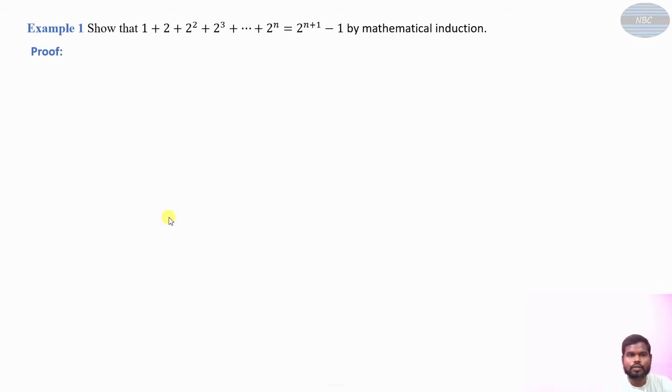Okay, so come to one example here. Prove that 1 plus 2 plus 2 square plus 2 cube and so on up to 2 to the power n is equal to 2 to the power n plus 1 minus 1 by mathematical induction. So we can write Pn as 1 plus 2 plus 2 square plus 2 cube and so on up to 2 to the power n is equal to 2 to the power n plus 1 minus 1.